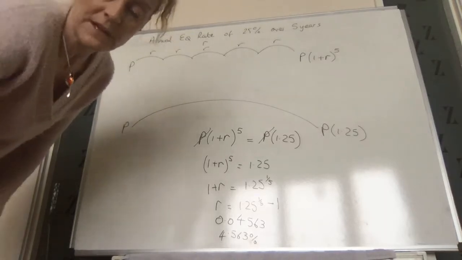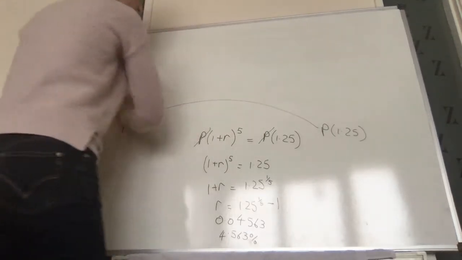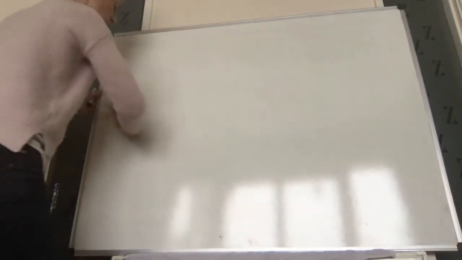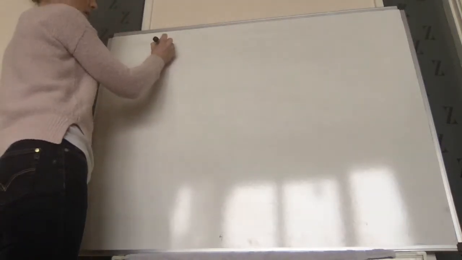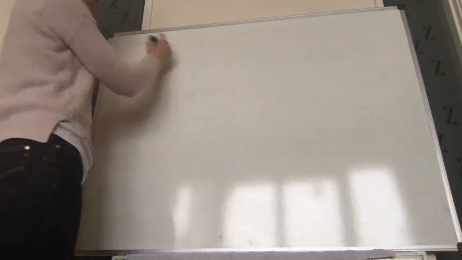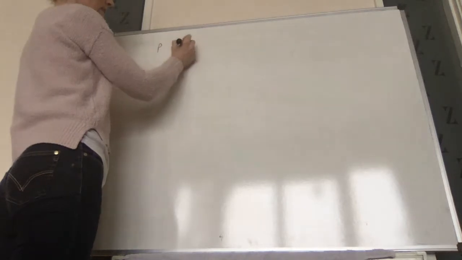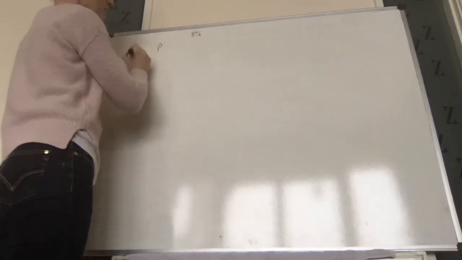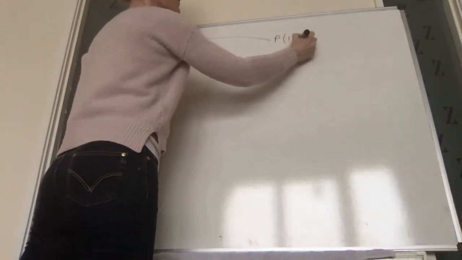Okay? Now, as a general number, let's do this without the 25% now, if we just call it R. Okay? So if we have a P, and we are told, for instance, that the yearly interest rate is 8%, that means if I put P in, at the end of 1 year I will get P times 1.08.